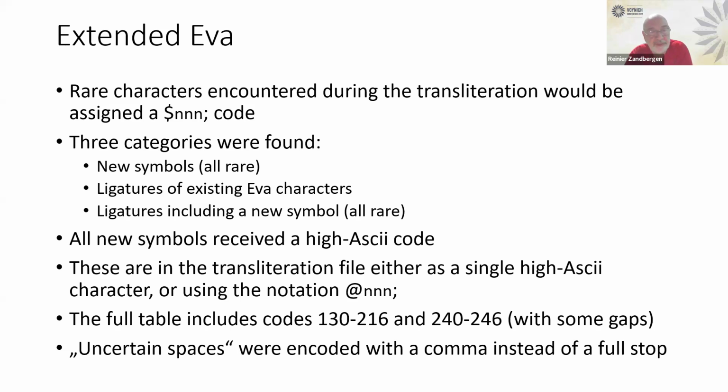Now, all these new symbols in the first and the third bullet received their own high ASCII code, so in the range 128 to 255. And these codes are represented in transliteration files either as a single high ASCII code, or in order to keep the file completely readable, using the notation at number semicolon. So the full table of these codes after we completed the work covered the codes 132 to 216 and 242 to 246 with some gaps. Another important thing is that not all spaces in the manuscript are very clear. There are places where there could be a space, or that maybe there is no space, and these have been encoded with a comma instead of a full stop that was traditionally used for a space between two words.